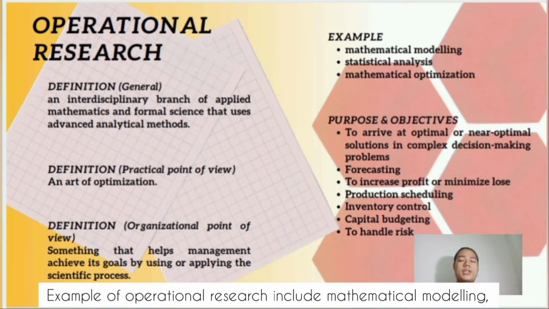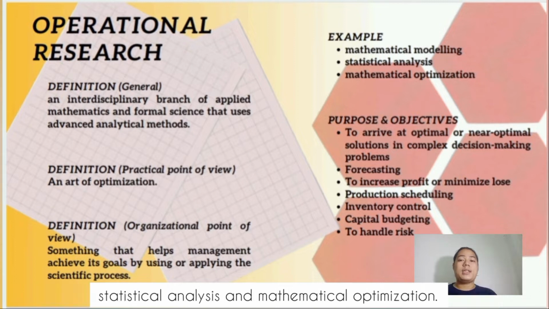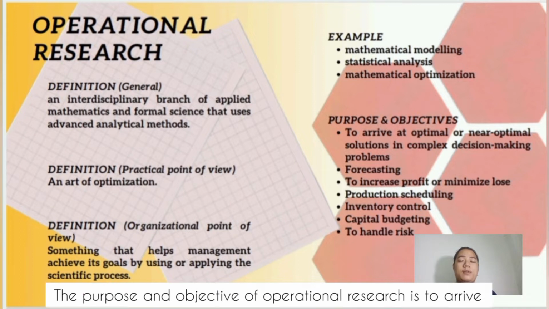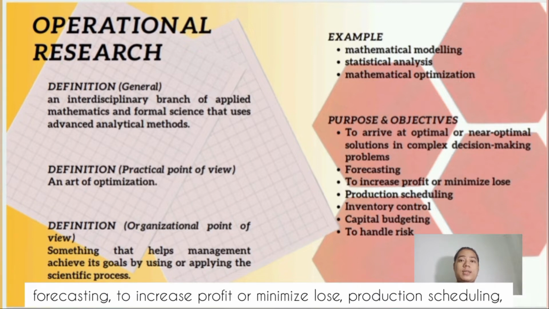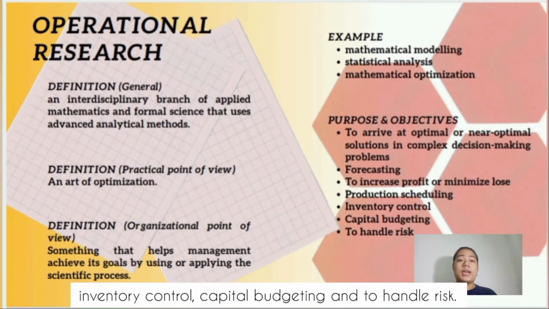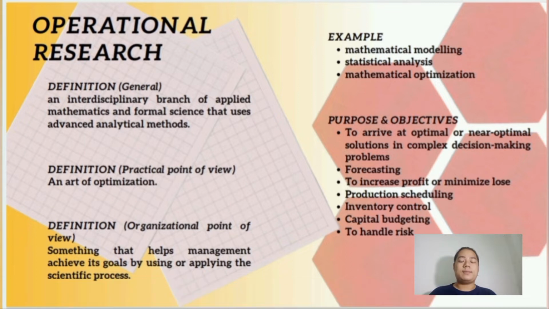Examples of operational research include mathematical modeling, statistical analysis, and mathematical optimization. The purpose and objective of operational research is to arrive at optimal or near optimal solutions in complex decision-making problems, forecasting, to increase profit or minimize loss, production scheduling, inventory control, capital budgeting, and to handle risks.